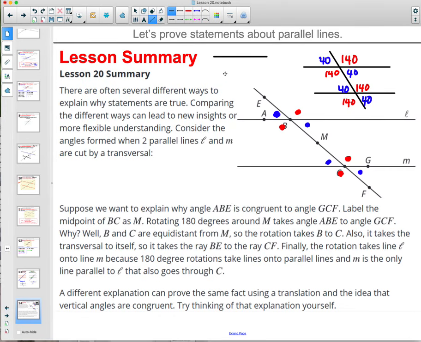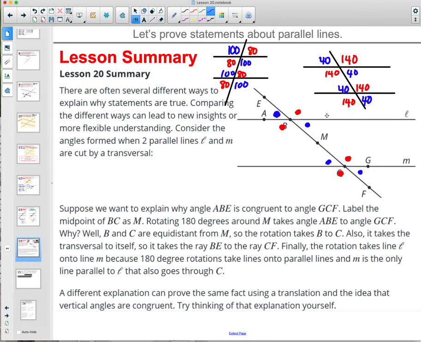I did another set. So let's say that this angle right here is 80 degrees. Then so is its vertical, so is its corresponding, and that one's vertical. Straight line would be 180, so this one's going to be 100. Its vertical is going to be 100. Its corresponding is going to be 100. And its vertical is going to be 100. So you end up with only two different angles, okay, when you have parallel lines.